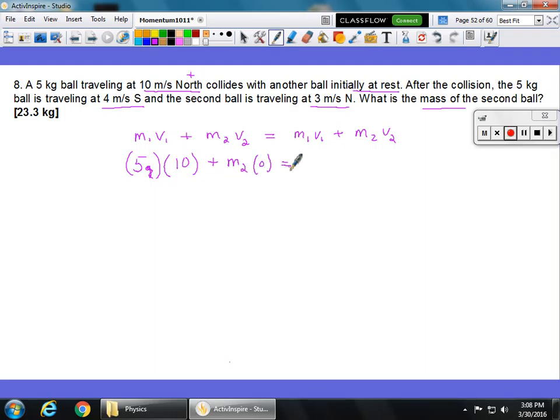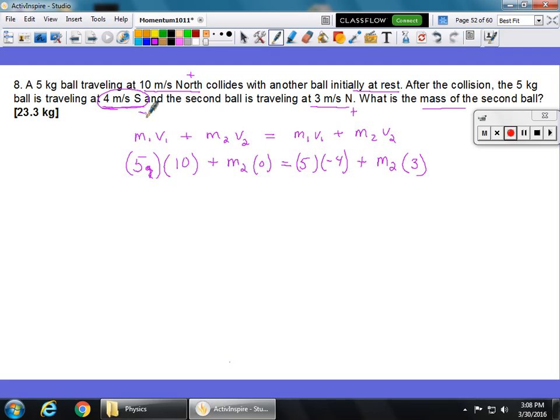And if we add up these two momenta, afterwards they should be the same again. So it tells us that after the collision, the 5 kilogram ball is going 4 meters per second south. So the mass is still 5, except its velocity is now negative 4. And it tells us that the second ball is traveling 3 meters per second after the collision, but we don't know what its mass is. So we're just going to substitute in m2 for the mass, and I'm going to call this positive 3. It's positive again because north is positive, the south was negative.